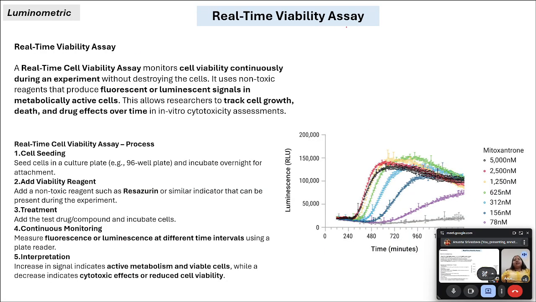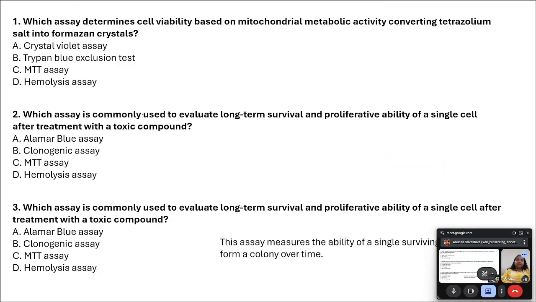And the other is the real-time viability assay. Again, this is based on luminescence only. So you can keep track of how the luminescence is changing. Based on this luminescence, you can see how the percentage cell viability is increasing. The process is more or less the same as what we have studied.